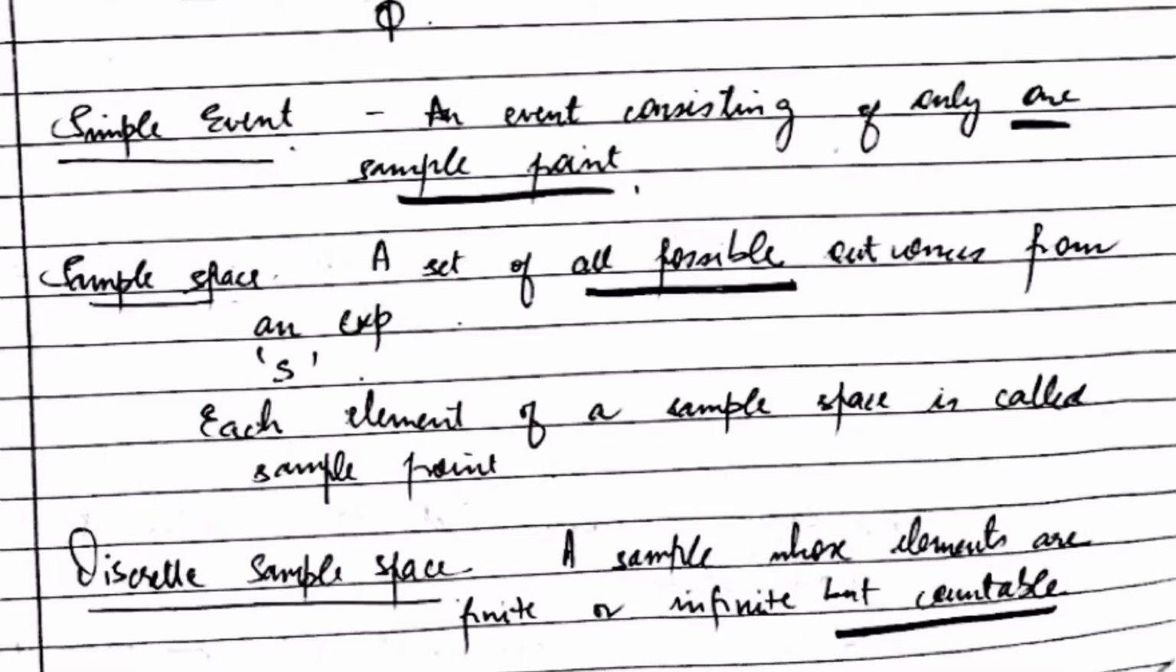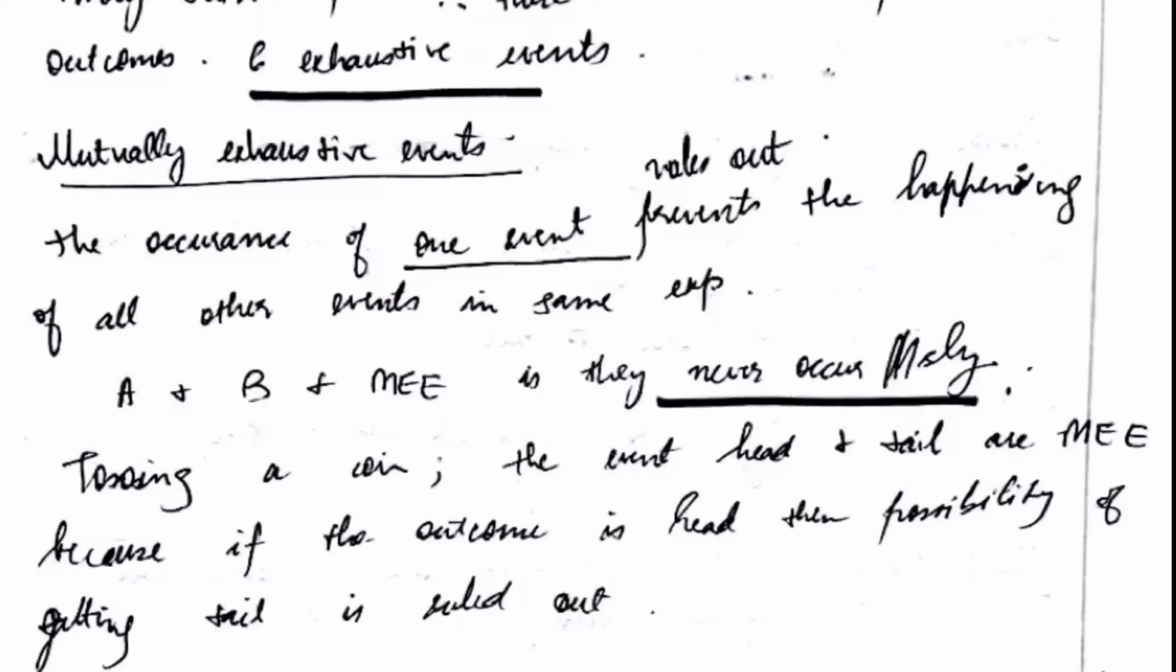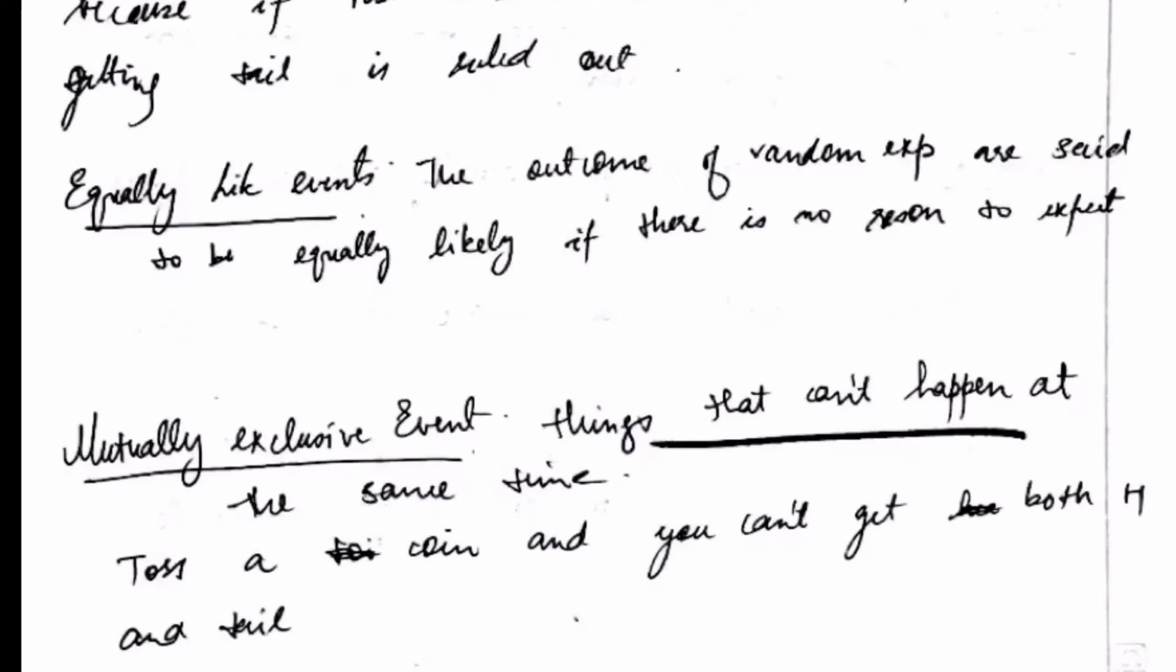Some more important terms are exhaustive events, mutually exhaustive events, equally likely events, mutually exclusive events, independent events, and dependent events. I have written about each in detail. You can just go through them and have an idea about the basic terms of probability.